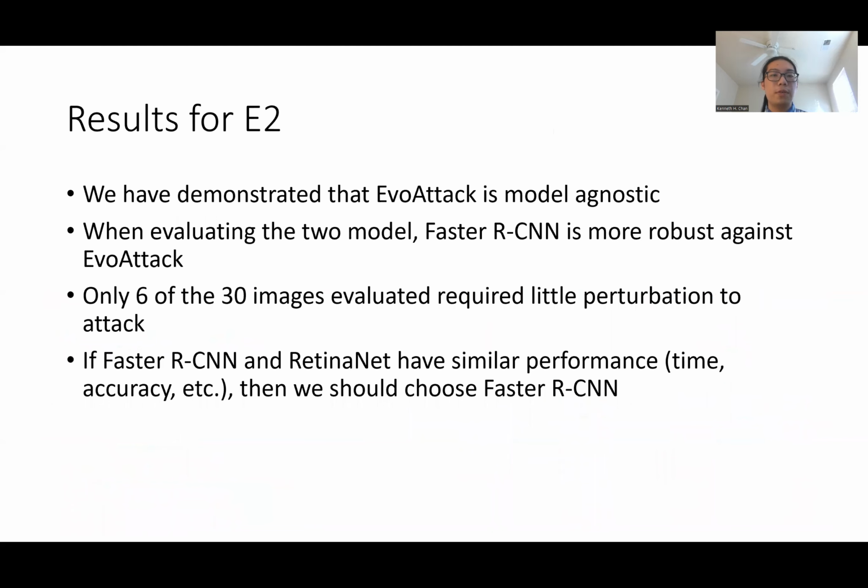So according to the results for experiment 2, we have shown that EvoAttack is model agnostic. When evaluating the two models, we showed that Faster R-CNN is more robust against adversarial examples generated by EvoAttack than the RetinaNet, because only 6 of the 30 images required very little perturbation. So overall, the amount of perturbation needed to prevent object detection is much greater than that of RetinaNet. Essentially, this showed that EvoAttack can be used as a testing technique to evaluate the model's performance and robustness against these perturbations.